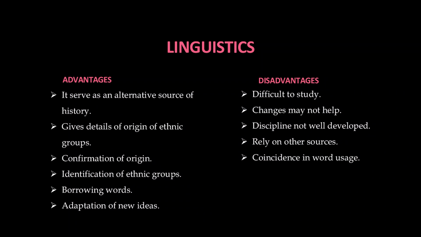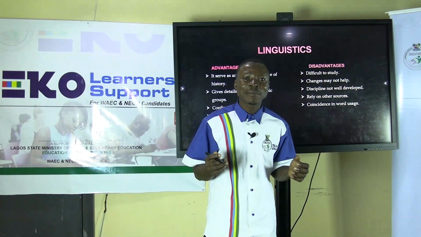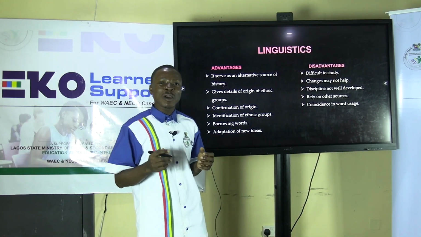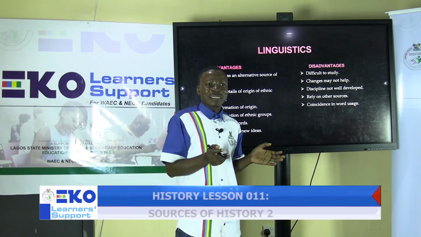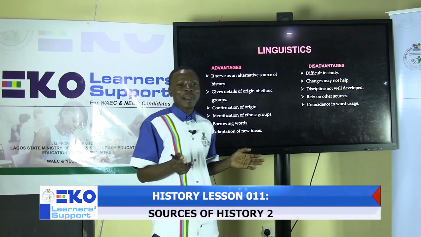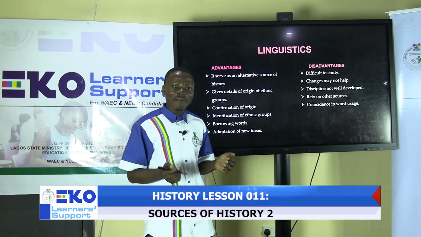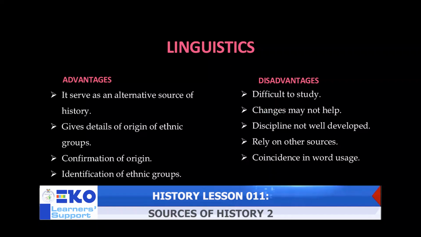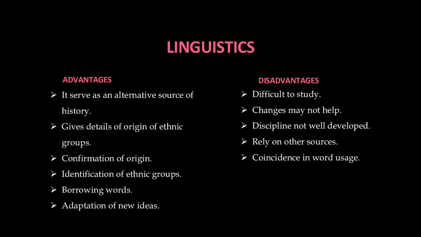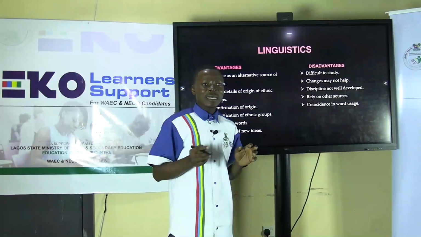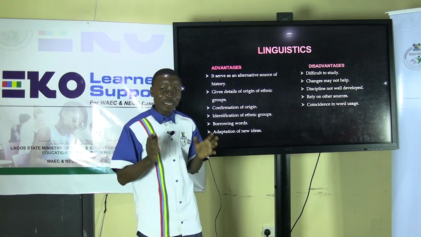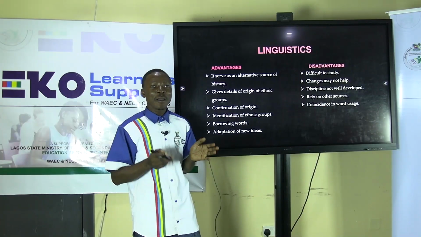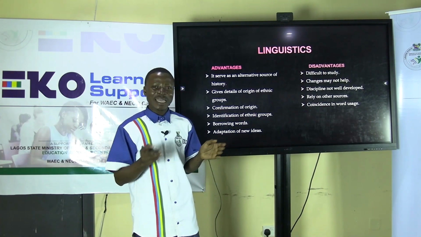People that speak the same language, or whose language branches fall in the same branch, help us to understand that they have a previous connection and likely have the same tradition of origin. Also, it confirms the origin of a particular people. Then identification of ethnic groups. It aids in the grouping and categorization of people based on their ethnic inclination.